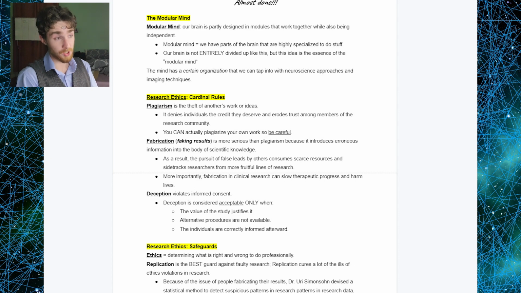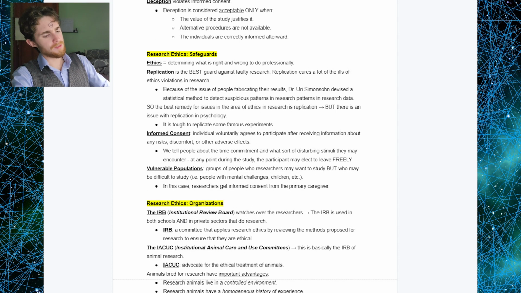So if you use deception, you got to make sure that your study justifies it, you got to make sure that there was no other course of action, and you got to make sure that the people you deceived get told the truth afterwards. That's why you can use deception sometimes, but only when you meet those. Otherwise, deception violates informed consent. So in short, plagiarism is the thieving of other people's work, fabrication is making stuff up, and then deception is you lying to participants and violating informed consent. Now let's talk about the safeguards.